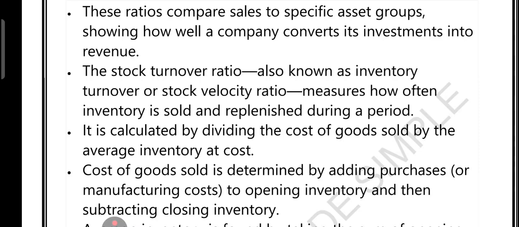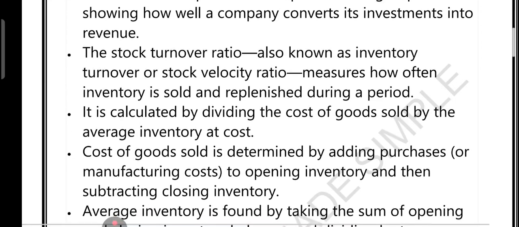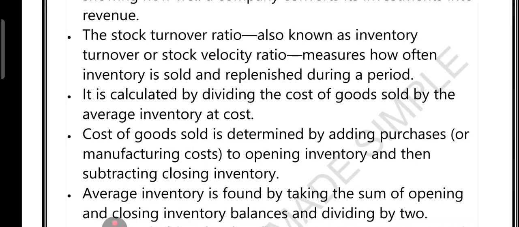What is the formula for it? It is very simple: COGS divided by average inventory. In the numerator you write the COGS, which is cost of goods sold, and divide by the average inventory. So this is called the stock turnover ratio. I told you basically we are comparing the sales with respect to the asset. And what is our asset here? Our asset here is the inventory. So it is COGS upon average inventory.